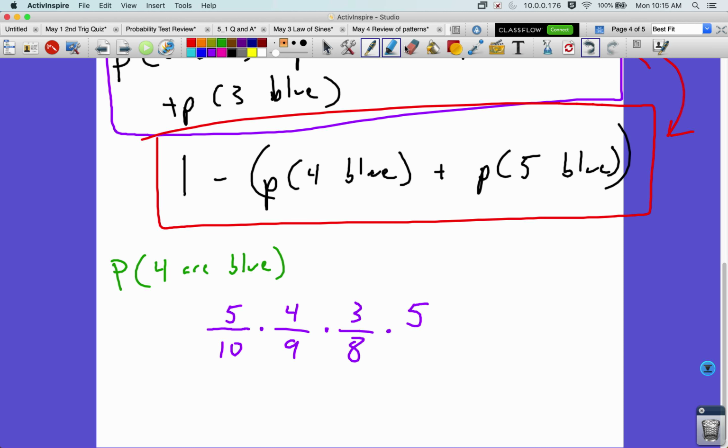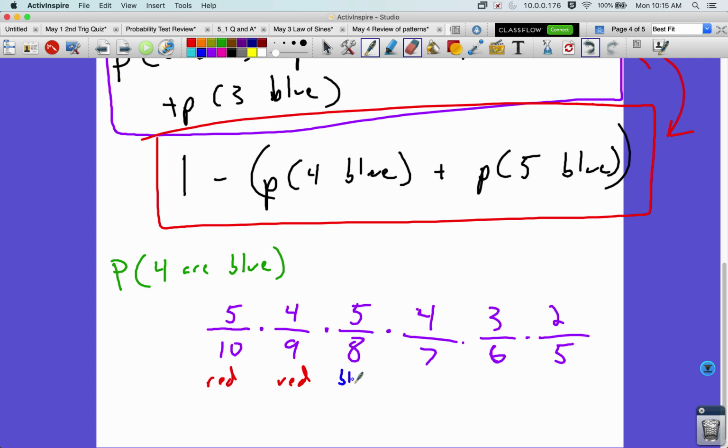So I was doing just 1 for some reason. Okay, so we'll say the first 2 are red, then the rest are blue. So now we got a 5 out of 8 for the blue, then a 4 out of 7 for the next blue, then a 3 out of 6 for the next blue, then a 2 out of 5 for the next blue. So this would be better if I label this. So we went red, red, and then blues all the way out.